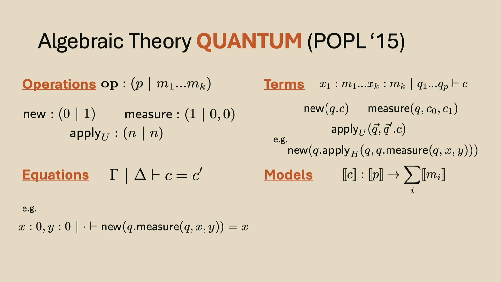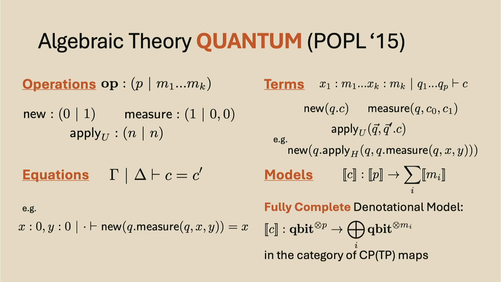And finally, because we're talking about interfaces, we can instantiate them with what we call models. A model of a term C can be defined as a map from the interpretation of p parameters, if you will p qubits, to a classical choice, or a sum, between the m_i qubits. So it so happens that if you take Selinger's very standard QPL model, then you get a fully complete denotational model for this algebraic theory.